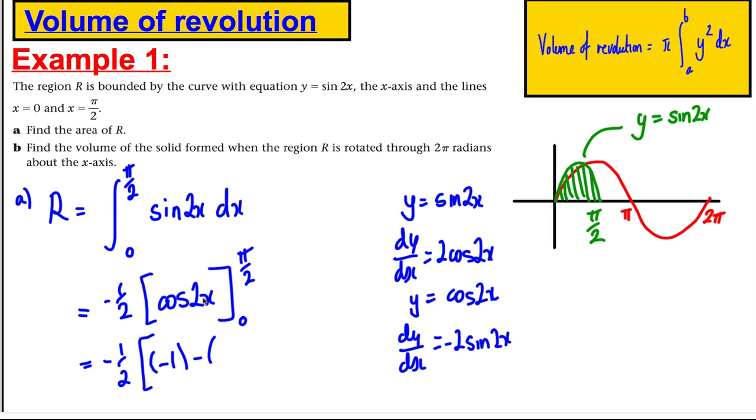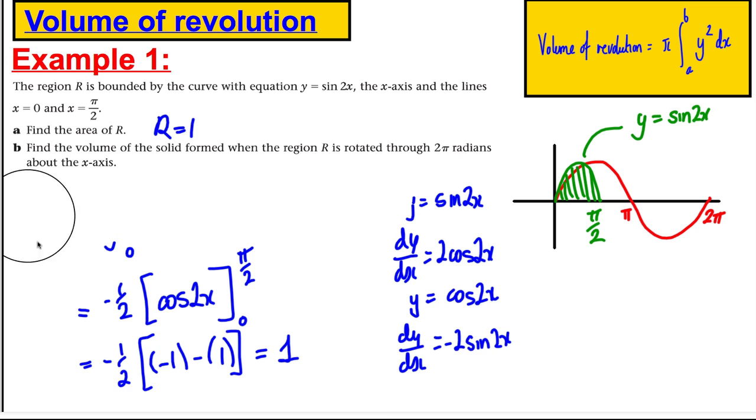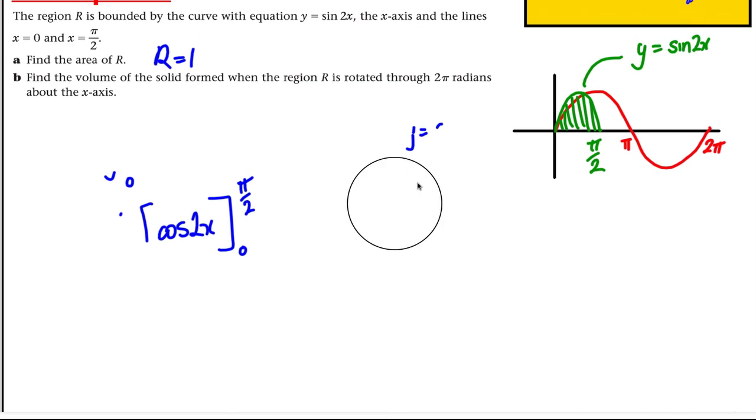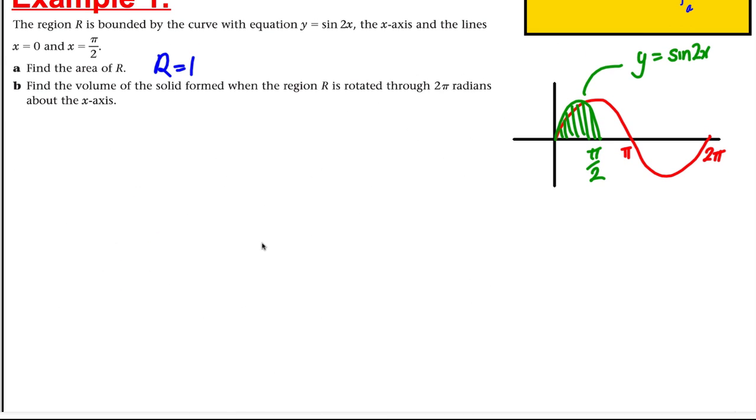subtract what we get when we put in 0, and when we put in 0, we get 1. So minus a half, this would be minus 1 minus another one, which is minus 2, times minus a half, which would give me the answer of 1. Okay, so the area R is equal to 1. Okay, so we're done in that regard to start with.